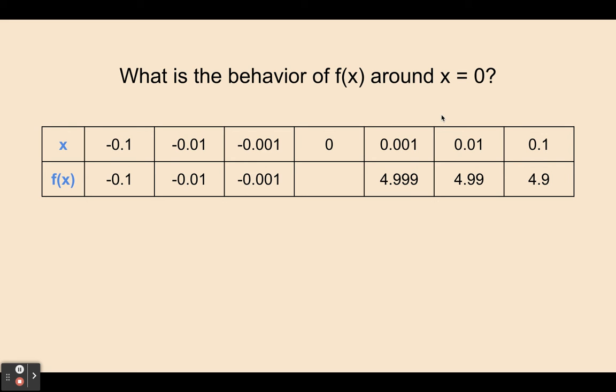So what's the behavior of the function around 0? Well, as I come in from the left, it looks like it's approaching 0. All right, that's what this pattern represents. As I come in from the right, it looks like I'm approaching 5. So this is what this pattern represents. So it looks like the behavior is, as I come in from the left, y's are 0. And as I come in from the right, the y will be 5.